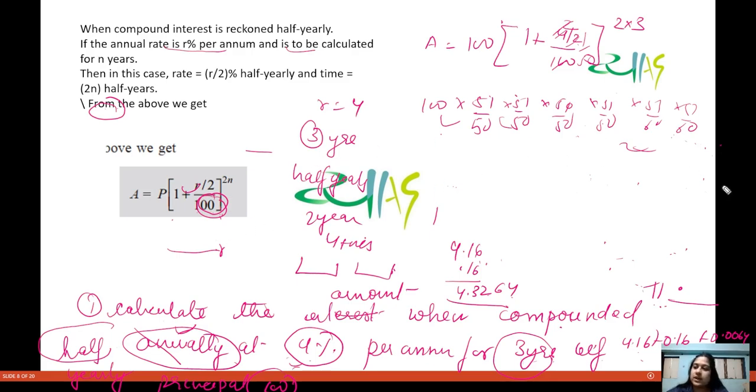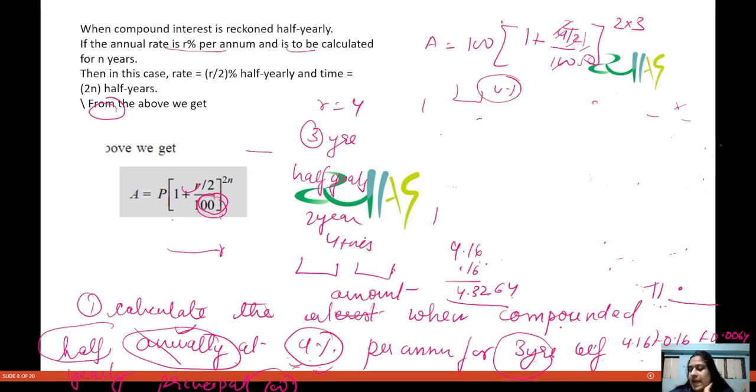So what we will do instead is calculate this 6 times with the same method of 4% per annum. Basically, for 3 years it is asking, and every half year we are getting interest of 4%.